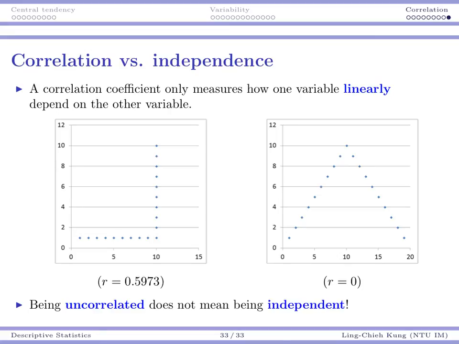So the final conclusion is that being uncorrelated does not mean being independent. Independent means one variable simply has no relationship with the other variable. Uncorrelated just means there is no linear relationship, but there can be something else. So correlation and independence are different things.